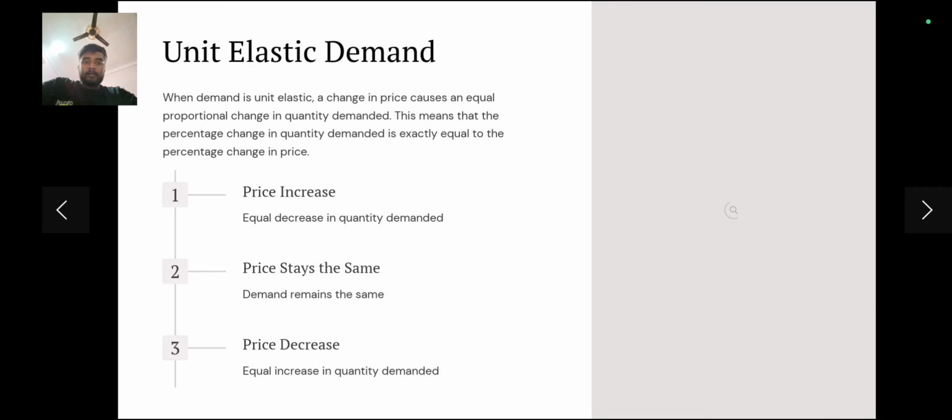Unit elastic demand. When demand is unit elastic, a change in price causes an equal proportional change in quantity demanded. This means that the percentage change in quantity demanded is exactly equal to the percentage change in the price. If the price increases, there is an equal decrease in quantity demanded. If the price stays the same, demand remains the same. If the price decreases, there is an equal increase in quantity demanded.